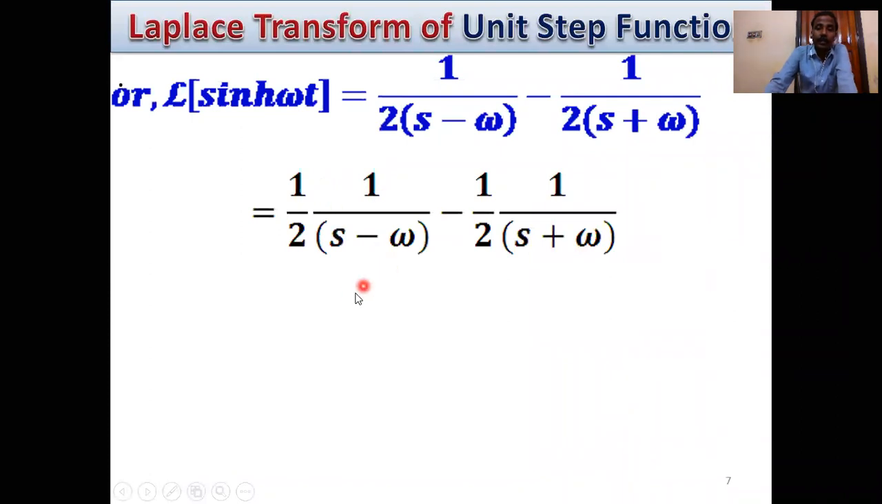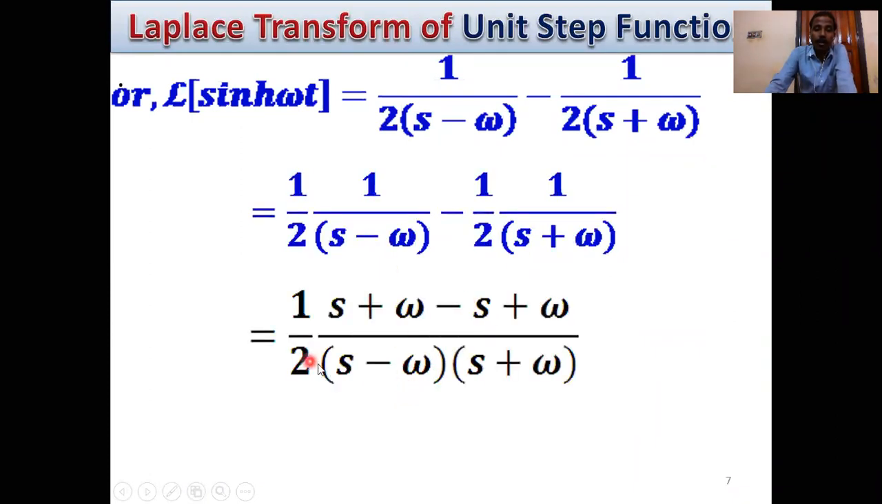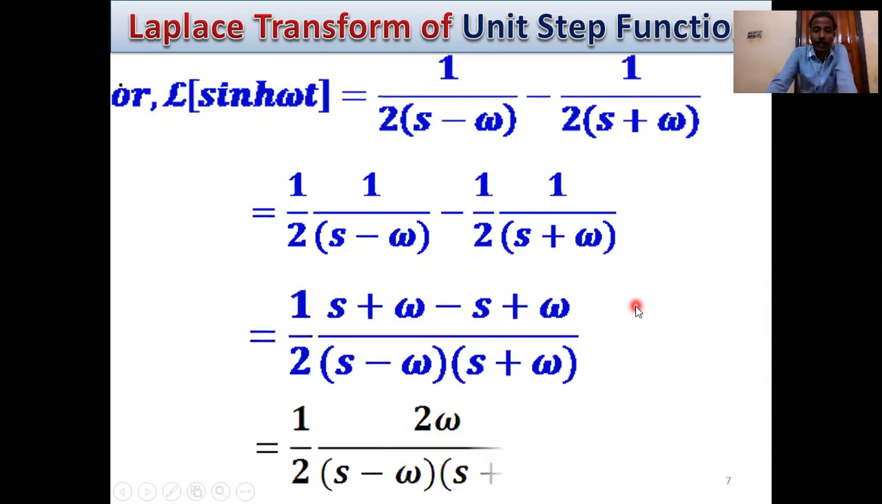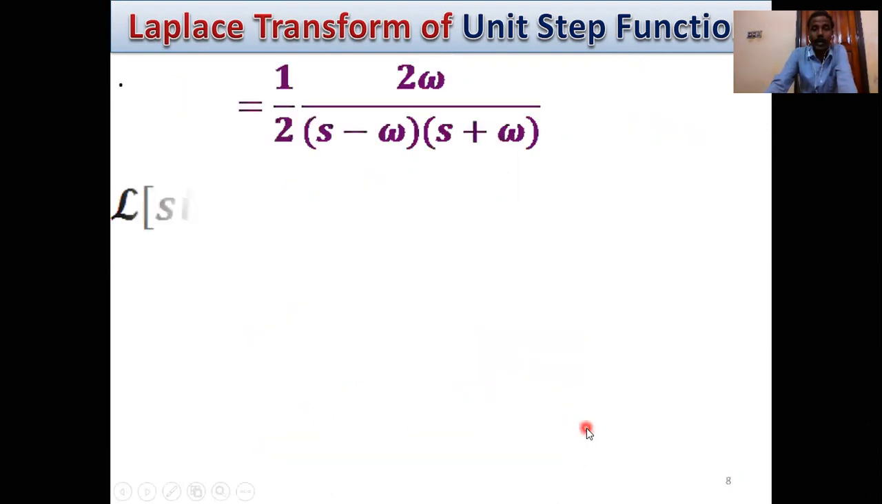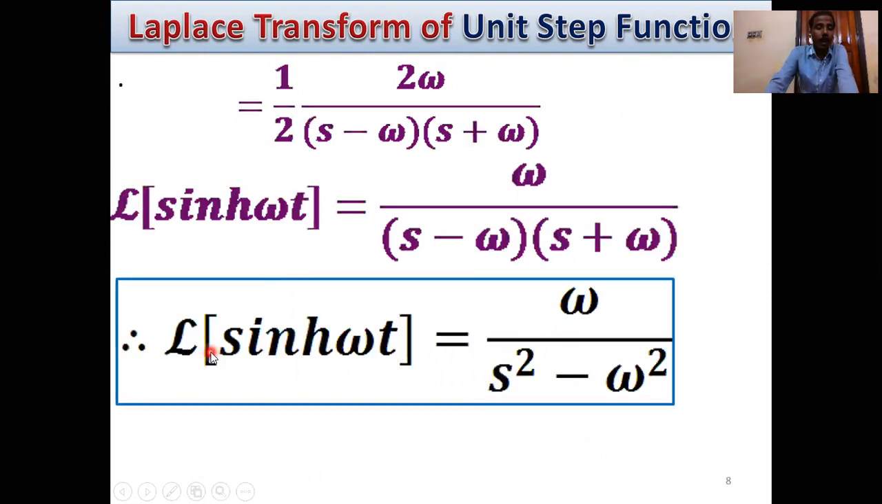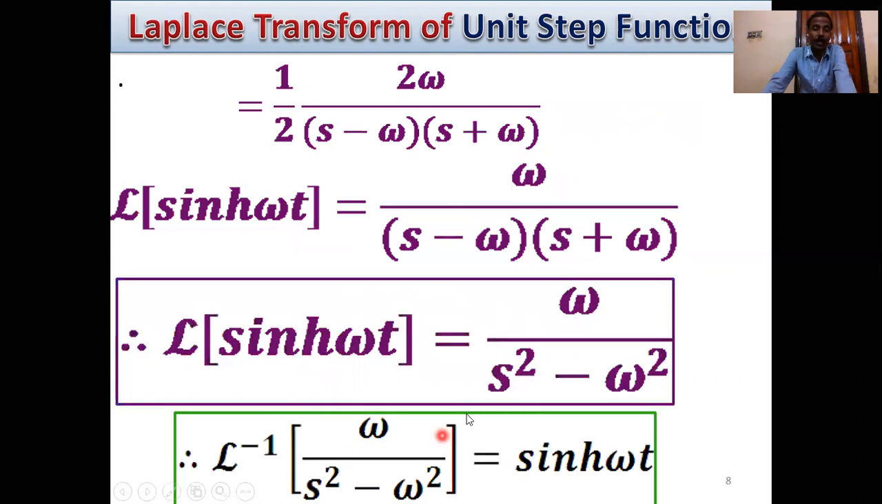And just take the LCM: (s minus omega)(s plus omega), s plus omega minus s plus omega, then s is cancelled, 2 omega by (s minus omega)(s plus omega), 2 cancels, a plus b into a minus b, and we get the Laplace transform of sine hyperbolic omega t equals omega by s square minus omega square. Then inverse Laplace of omega by s square minus omega square equals sine hyperbolic omega t, or sine h omega t.